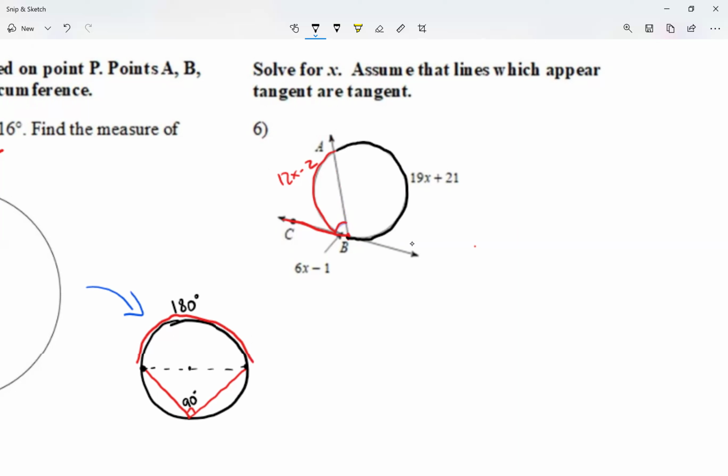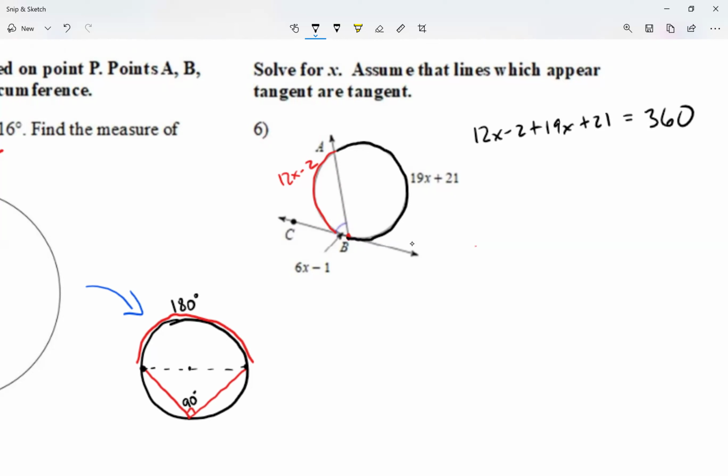I want you to see something. Look at the circles made by the red arc and by the black arc. If I was to add those two, 12x minus 2 plus 19x plus 21 equals the whole circle. Isn't the whole circle 360? So I'm going to say this is equal to 360.